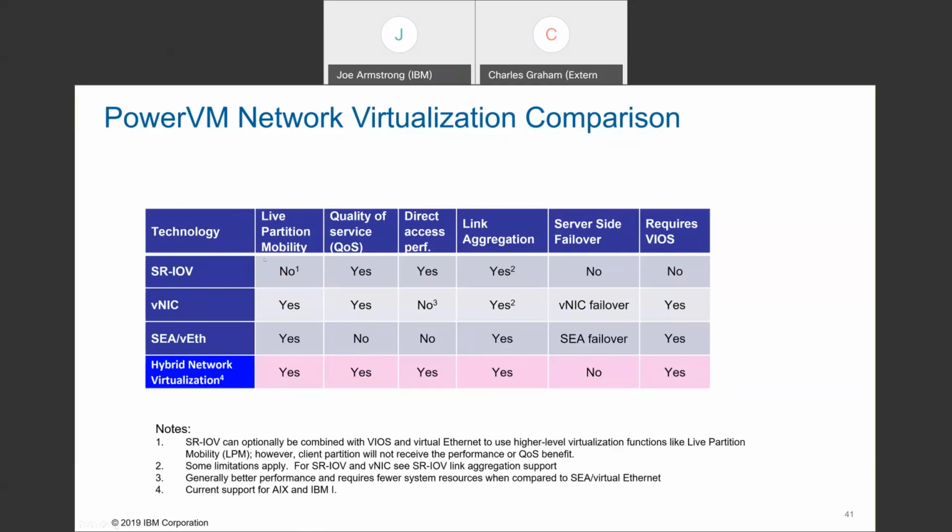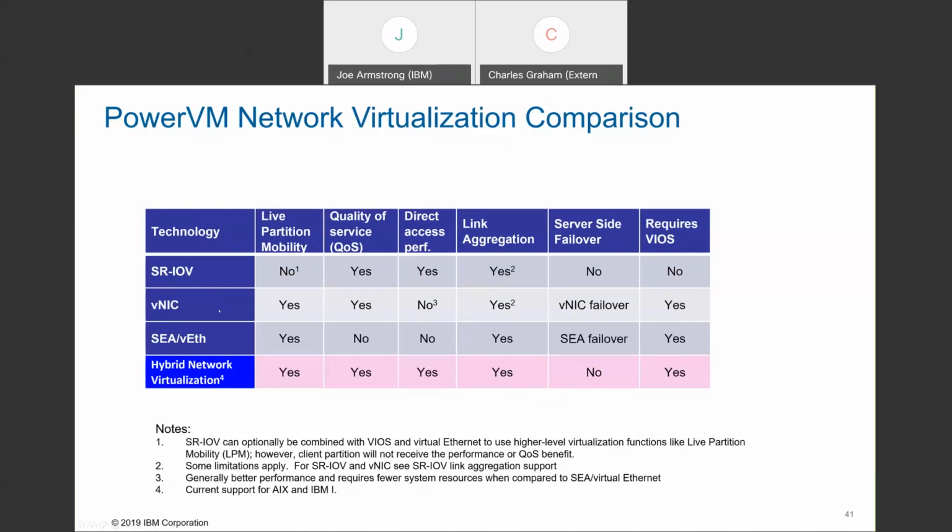The straight SR-IOV, if you have no need for some of the advanced virtualization like LPM, is very low overhead and looks like a physical device, so that capability makes a lot of sense. If you are looking at very high-speed networks and you need LPM capability, then I say you ought to think about hybrid networks. It's a new technology, so it needs some burn-in time, but something to think about maybe for the future.